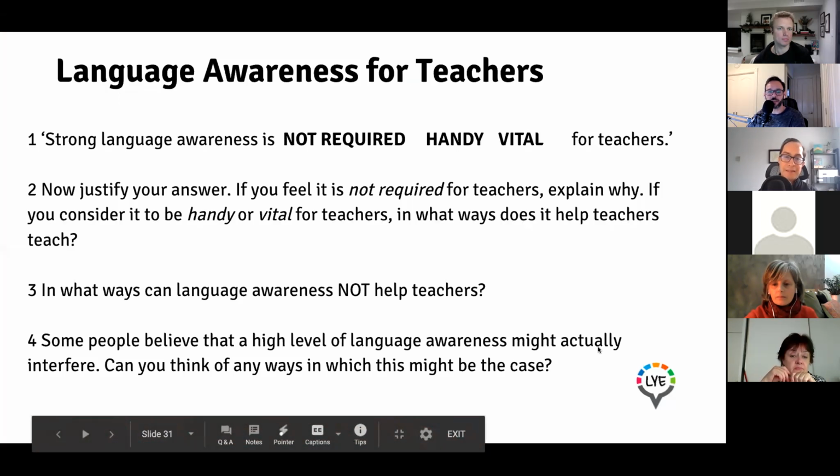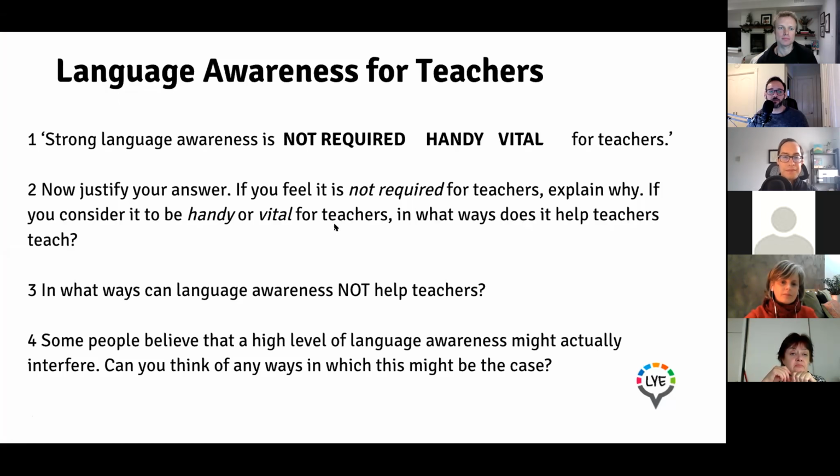Which brings us to another task that we've included in the course, which we use as a reflection task. It's basically about strong language awareness, and we ask everyone here to decide: it's not required, it's handy, or is it vital for teachers? Whatever you choose, if you feel it's not required, explain why. If you think it's handy or vital, in what ways does it help the teacher teach? And perhaps one thing you can also think about is, in what ways can language awareness not help teachers? So we're looking at perhaps both sides of the coin here.